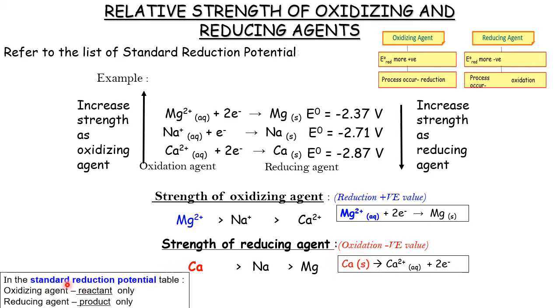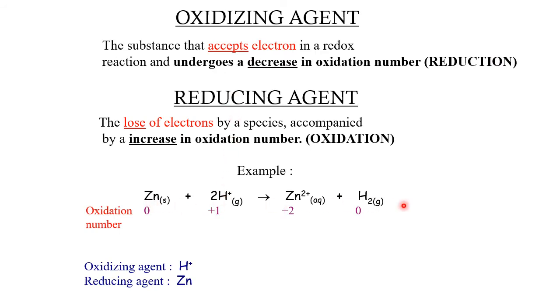So we always have to remember, if in the standard reduction potential table, oxidizing agent refer to reactant only, and then reducing agent refer to product only. Please take note. This one we're talking about the standard reduction potential case. And then this case is redox reaction. That's why both of the oxidizing agent and reducing agent is at the reactant side, because this one is redox reaction. Just now is standard reduction potential list.